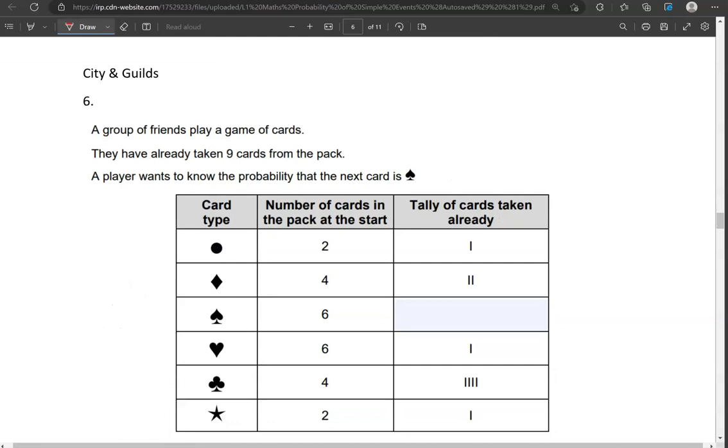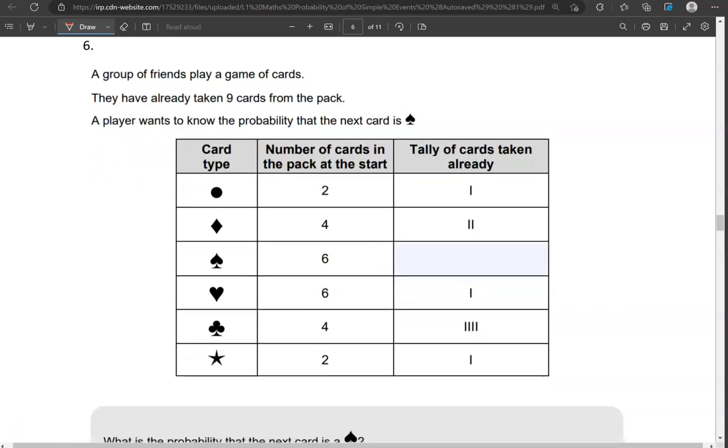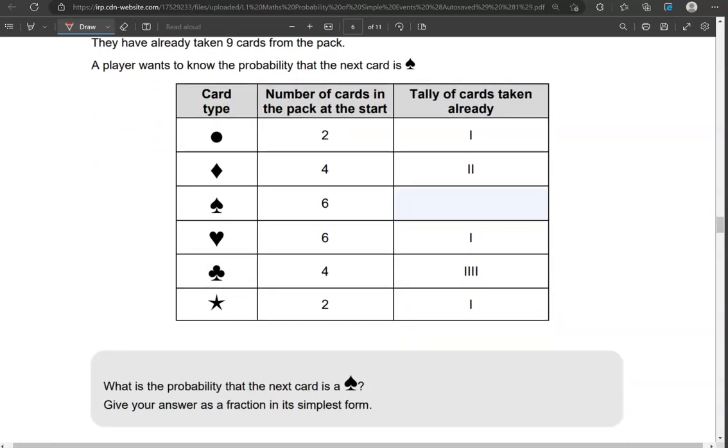A group of friends play a game of cards. They have already taken 9 cards from the pack. A player wants to know the probability that the next card is a spade. What is the probability that the next card is a spade? Give your answer as a fraction in its simplest form.